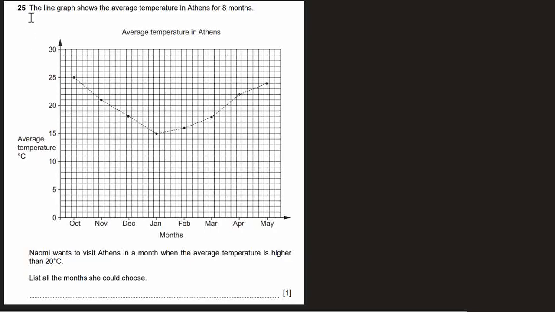Question 25. The line graph shows the average temperature in Athens for 8 months. Naomi wants to visit Athens in a month when the average temperature is higher than 20 degrees Celsius. List all the months she could choose.